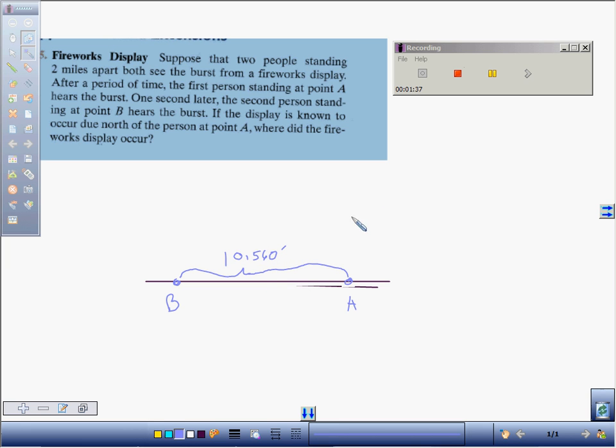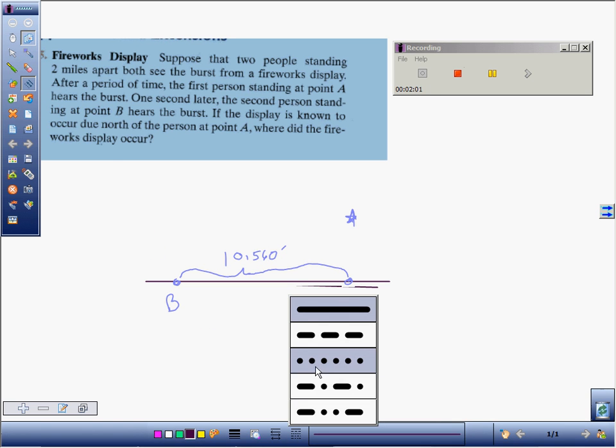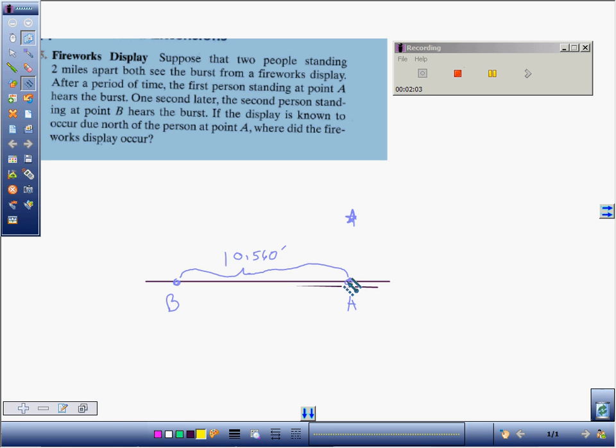And then what happens is this guy over here, the first person, gets the burst. One second later, the person at point B sees the fireworks. So here's where the fireworks are. Let's draw a nice dotted line up to these fireworks in a different color. And so this person sees the fireworks directly north of him. And then 2 seconds later, this person sees the fireworks. All right? 1 second later.